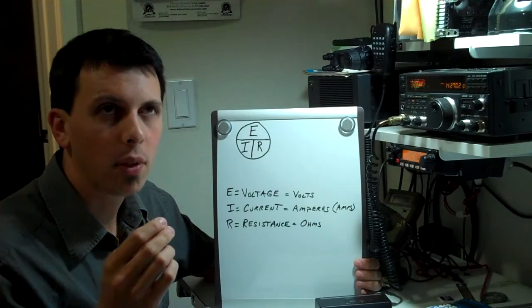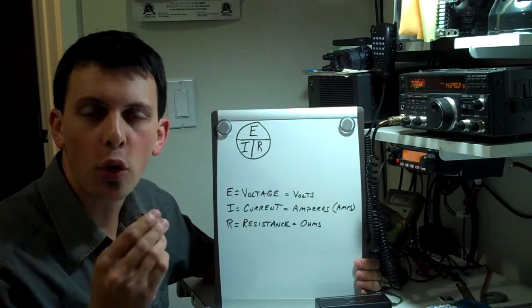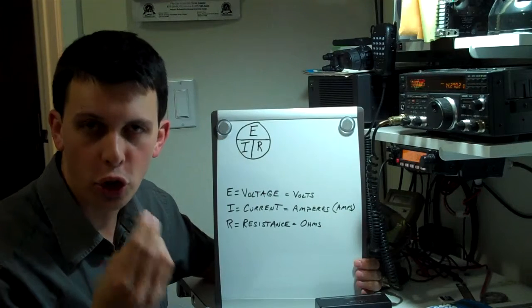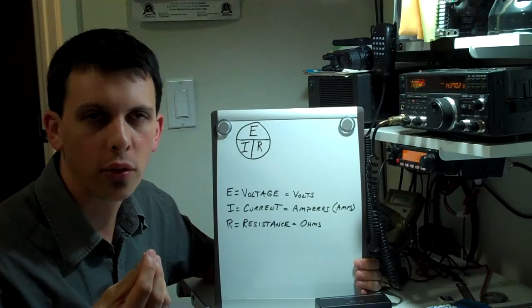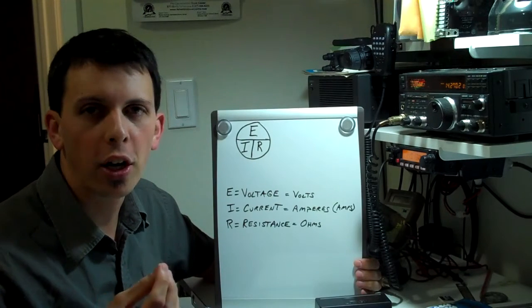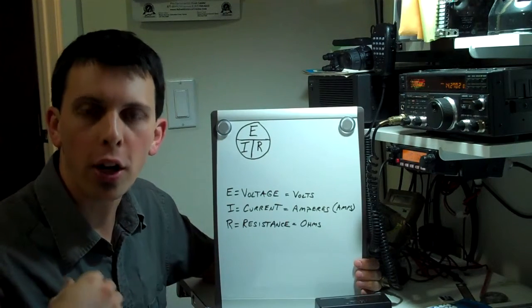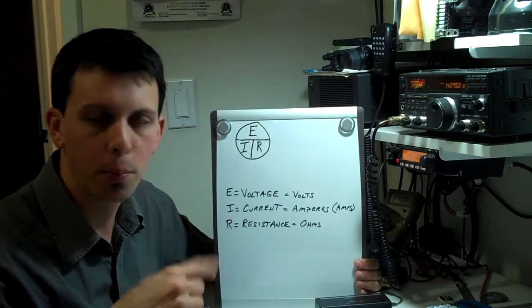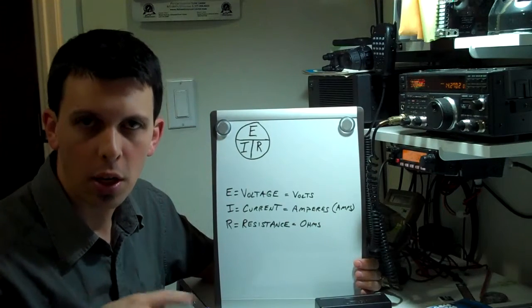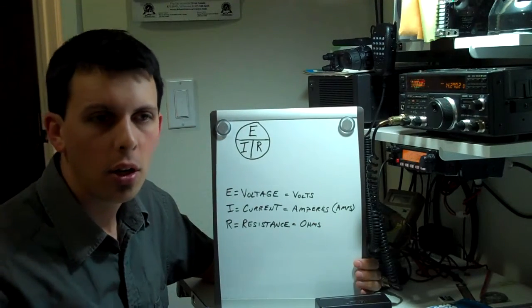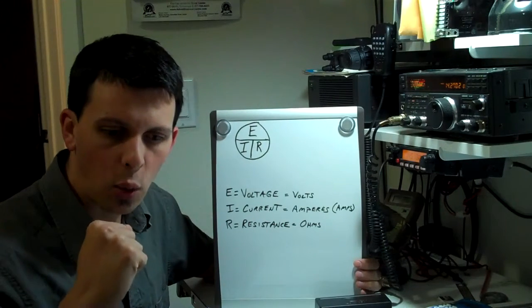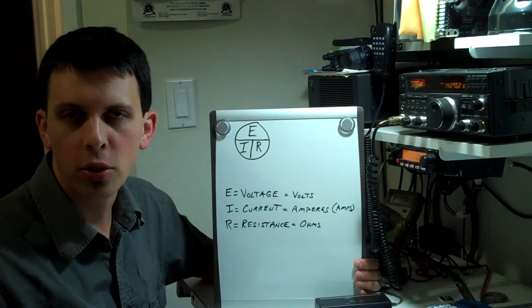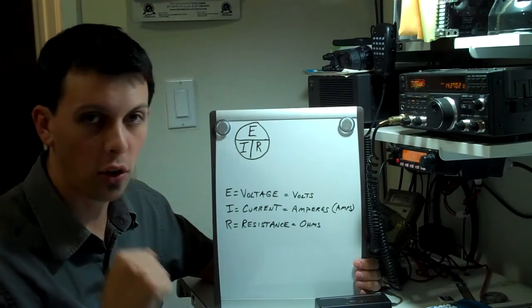It's the amount of force or drive behind the current. Think of it as like pressure in a water hose, if you can. The current is going to be the water. How much water is traveling from point A to point B and coming out the end of the hose. Voltage is going to be at what force, what pressure is it being driven. So voltage is our force.